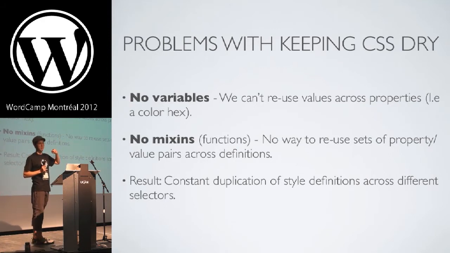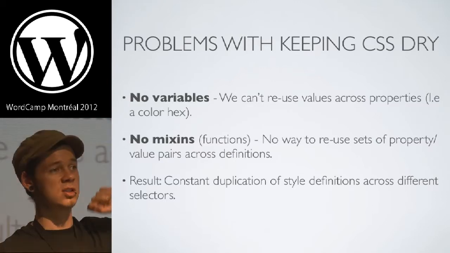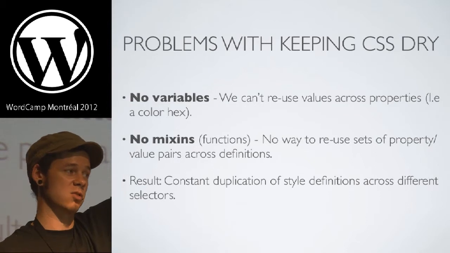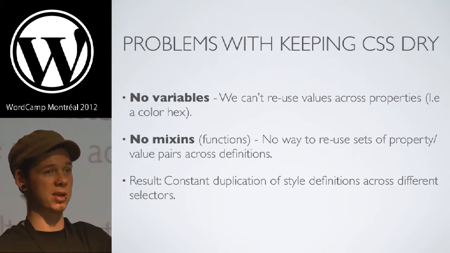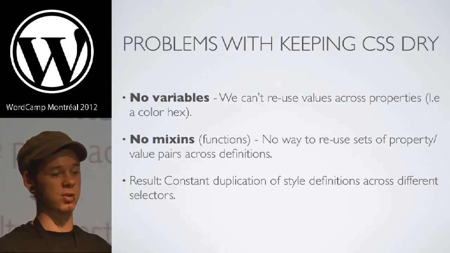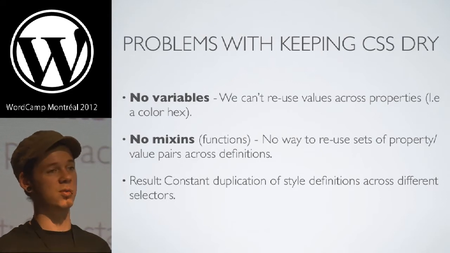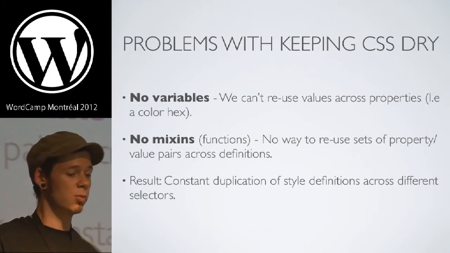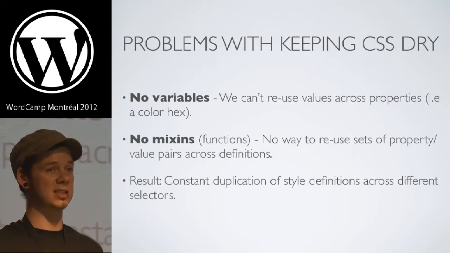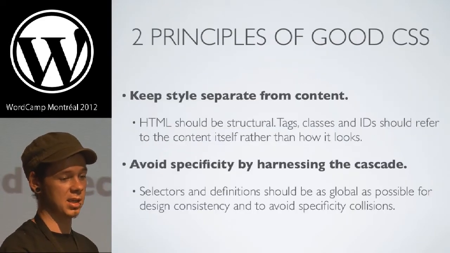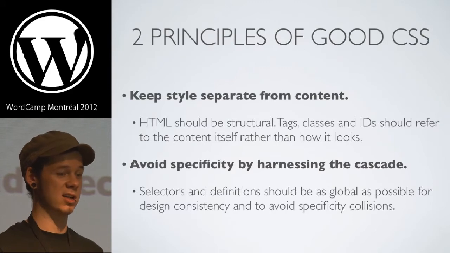That would be nice if we could just say rounded corners and then just say this one has rounded corners, and then somewhere else use a function that says, well, rounded corners means all these properties for all the different browsers and vendor prefixes, etc. So the result is that since the beginning, we've all just been having constant duplication of style. And the only thing to save us was to avoid specificity by harnessing the cascade.